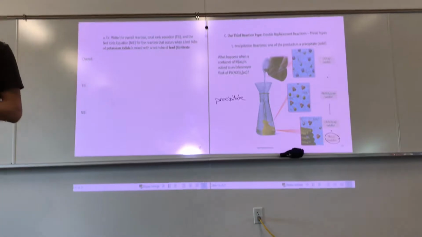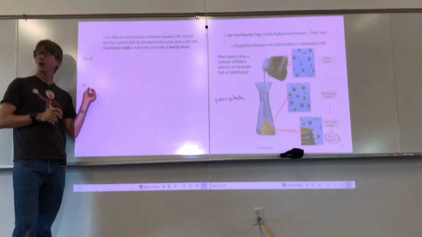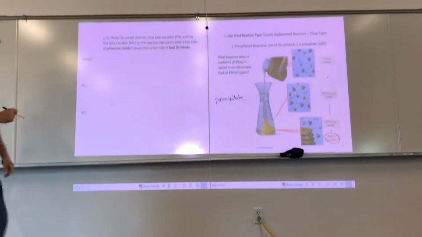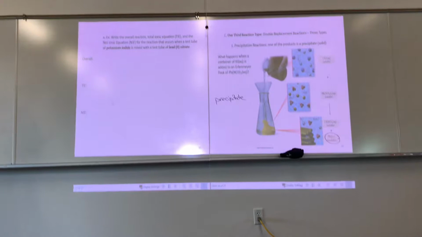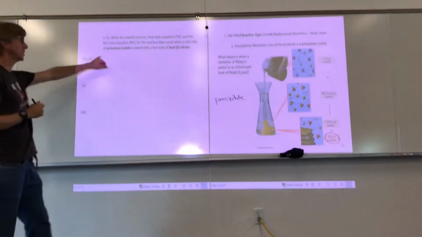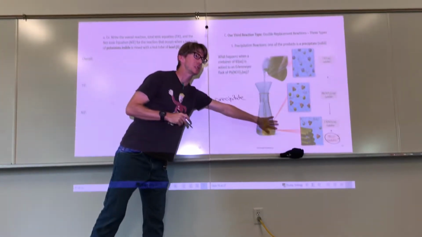And you'll see this, and this is actually one of the problems very similar to this on homework 4, so we are talking about homework 4. Write the overall reaction, total ionic equation, abbreviated TIE, and the net ionic equation for the reaction that occurs when a test tube of potassium iodide is mixed with a test tube of lead 2 nitrate. So exactly what I just showed illustrated here.